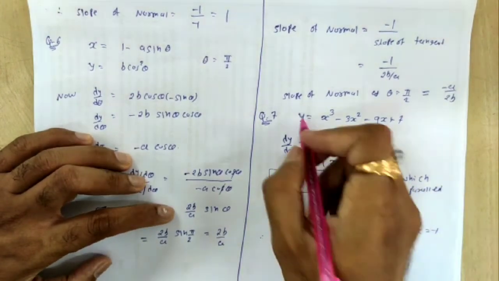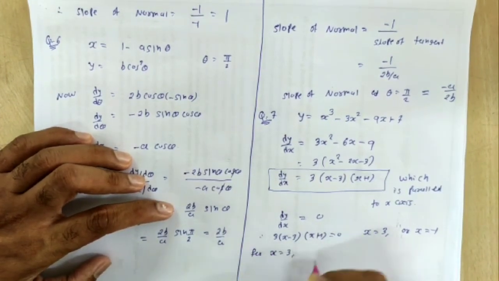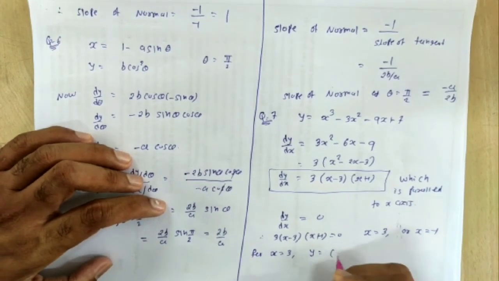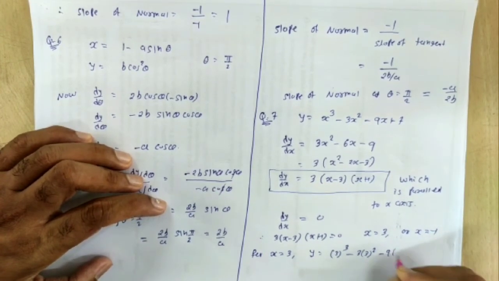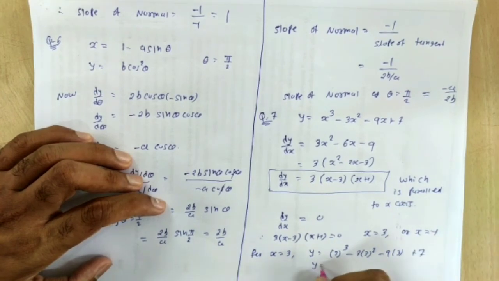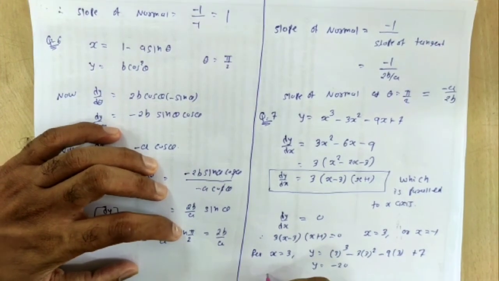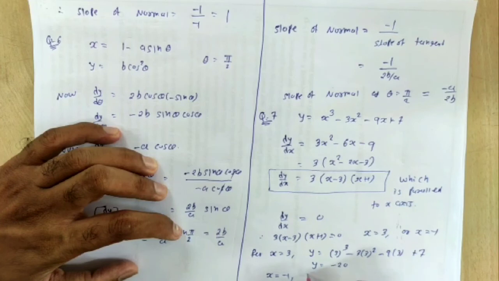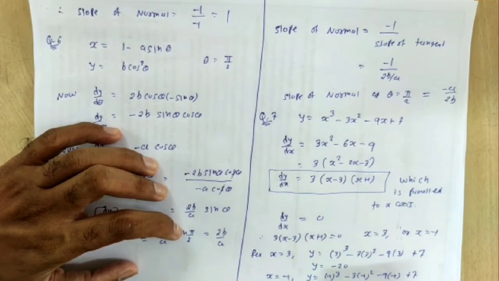So put these values of x in the equation of y, we will get the value of y. So for x equal to 3, y will be 3 cube minus 3 into 3 square minus 9 into 3 plus 7. So for x equal to 3, we are directly getting y equal to minus 20. For x equal to minus 1, we are getting y equal to minus 1 cube minus 3 into minus 1 square minus 9 into minus 1 plus 7. So if we simplify it, for x equal to minus 1 we are getting y equal to 12.